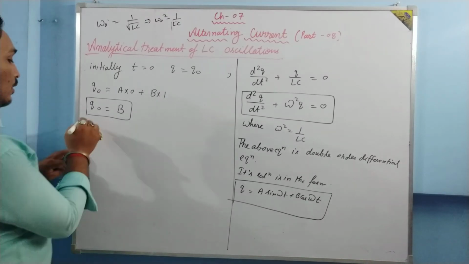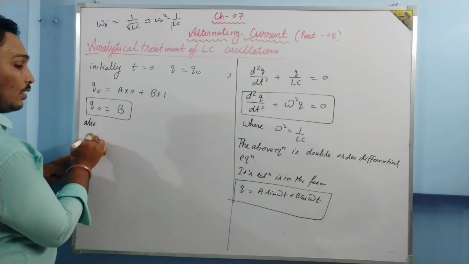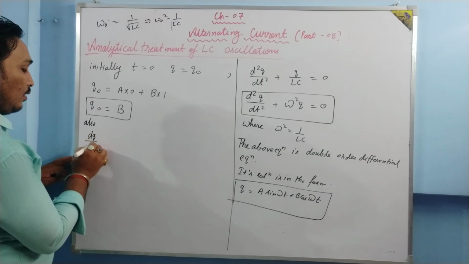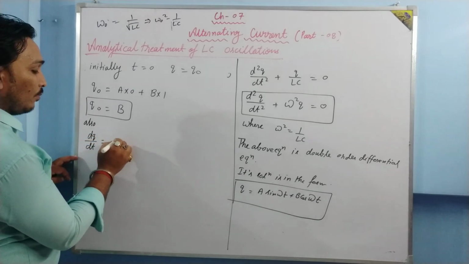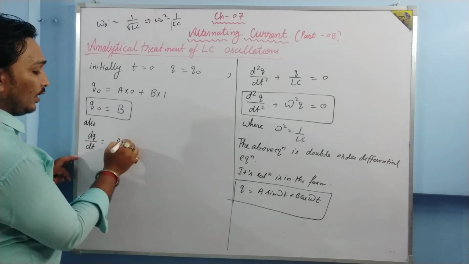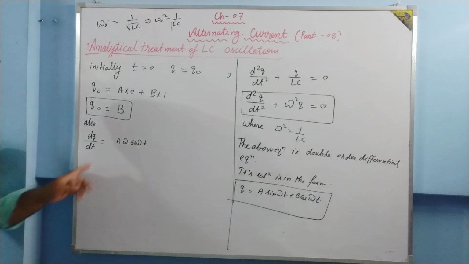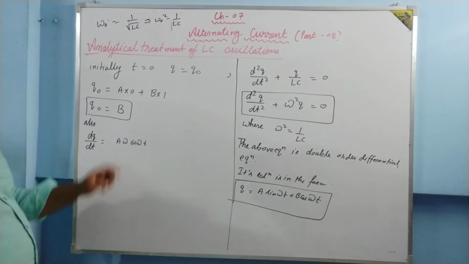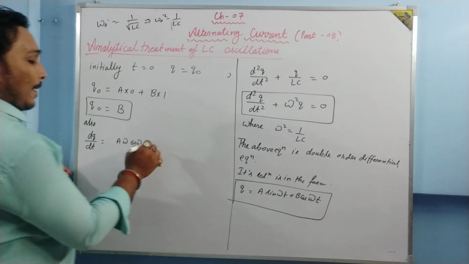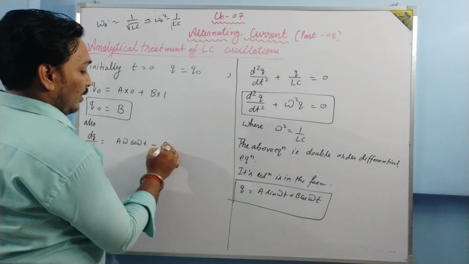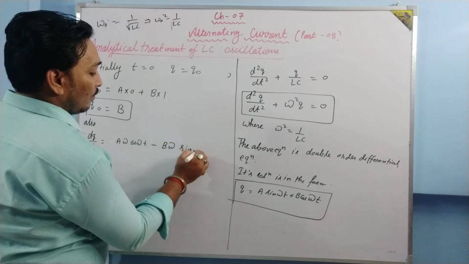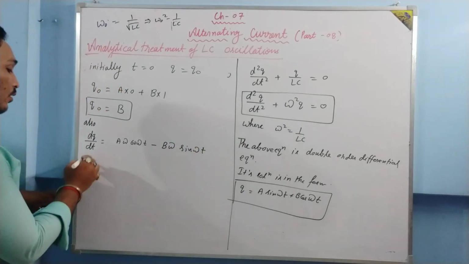Now also dq by dt is equal to minus a omega cos omega t. The differentiation of sin omega t is cos omega t, and omega will come over here. Minus b omega sin omega t. Again it is being differentiated.